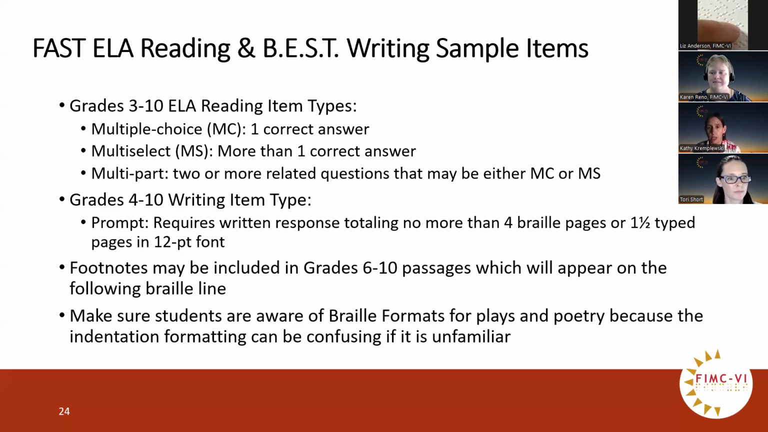So whatever is on that line, you'll have the word with the superscript footnote, and then they'll finish as much as is left of that individual Braille line, and then on the exact following Braille line, indented, you'll have the definition for that footnote. It'll repeat the superscript indicator, and then the word, and then what that information is. And also make sure your students are aware of Braille formats for plays and poetry, because the indentation formatting can be a little confusing if you're not familiar with it. Hopefully they are seeing it in their textbooks and in class, but that's always something to make sure they have an awareness of.